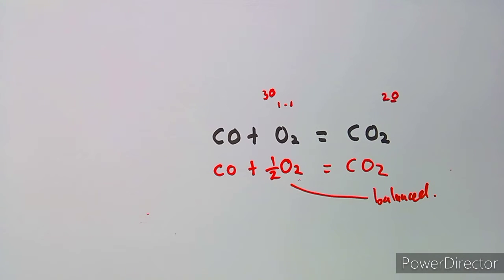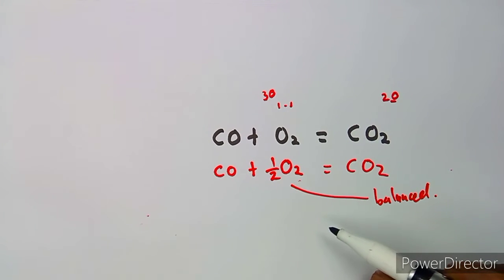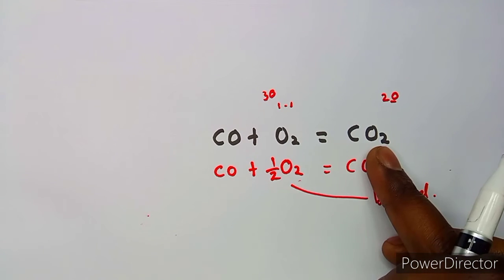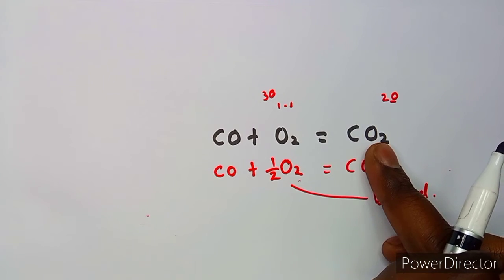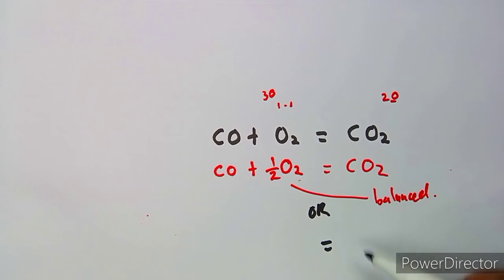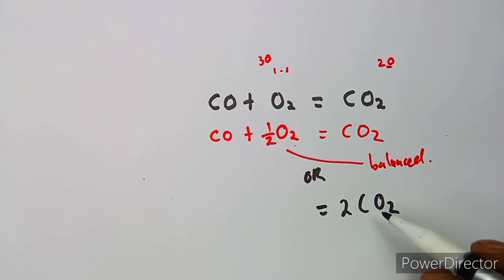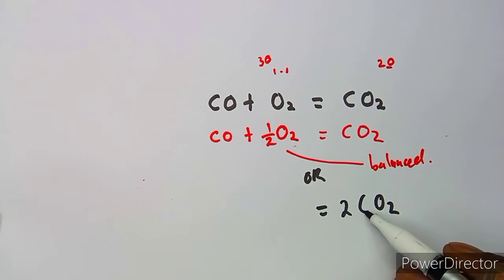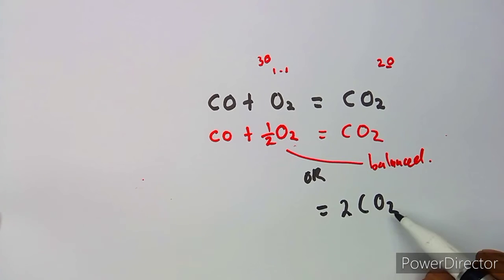Let's say here I multiply this by 2. Let me see. Okay, if we multiply this by 2 here, it's going to be like this. Which means how many carbons are now there? We have got 2 carbon, then the oxygen will be 2 times 2, which means we have now 4 oxygen.